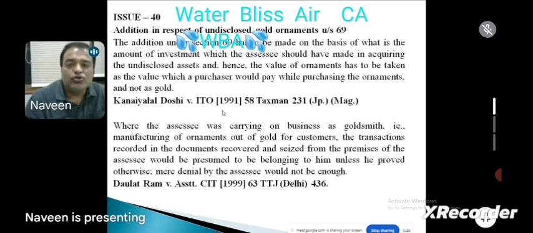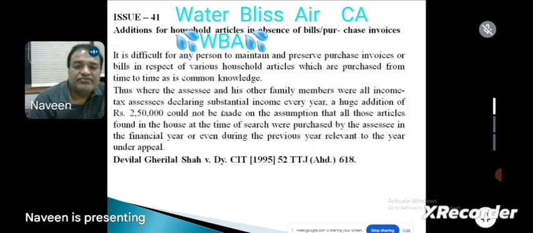Addition in respect of undisclosed gold ornaments under section 69. Addition under section 69 has to be made on the basis of what is the amount of investment the assessee should have made in acquiring the undisclosed asset, and hence the value of ornaments has to be taken as the value which a purchaser would pay while purchasing the ornaments and not as gold. Because it is ornaments, it is not gold. Where the assessee was carrying on business as a goldsmith, that is manufacturing of ornaments out of gold for customers, the transactions recorded in the documents recovered and seized from the premises of the assessee would be presumed to be belonging to him unless he has proved otherwise. Mere denial of the assessee would not be enough.